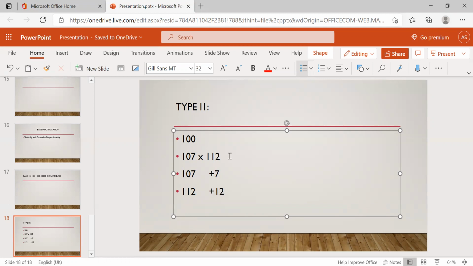Okay. Now check it. So vertical multiplication. What's the vertical multiplication? 7 into 12. Both are plus only. 7 into 12 is nothing but 84. Okay, 84. And add these two or add these two, so both will be the same. So 112 plus 7 is nothing but 119. 119 is the answer. So 119, 84. So these are type 2 problems.